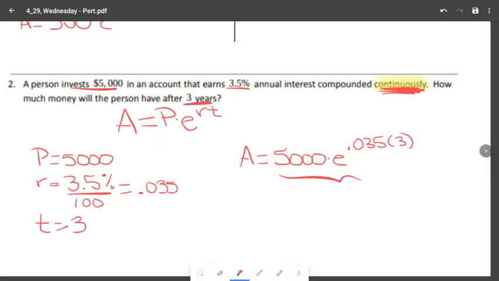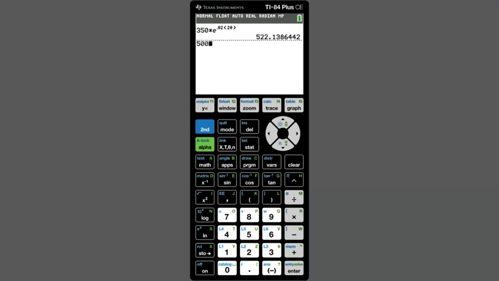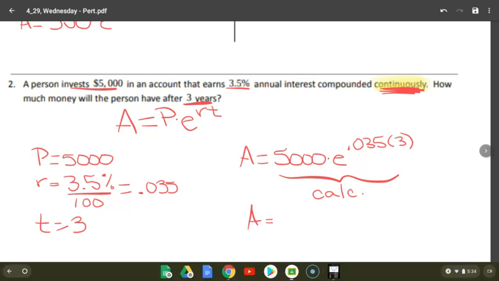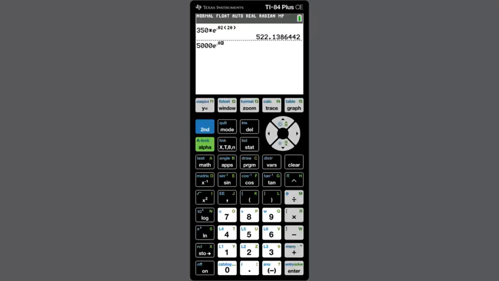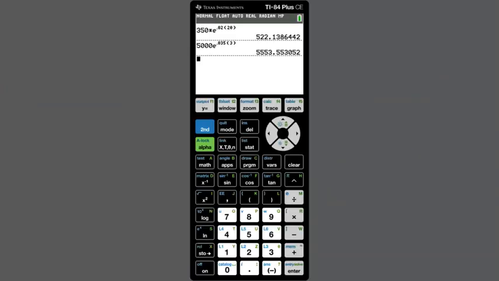So we are going to plug this straight into our calculator right now. We have 5,000 times E, again, that was second, the blue button, ln, third button up on the left. Our rate, 0.035 times 3. And again, it's not telling us where to round, so 2 decimal places: $5,553.55.